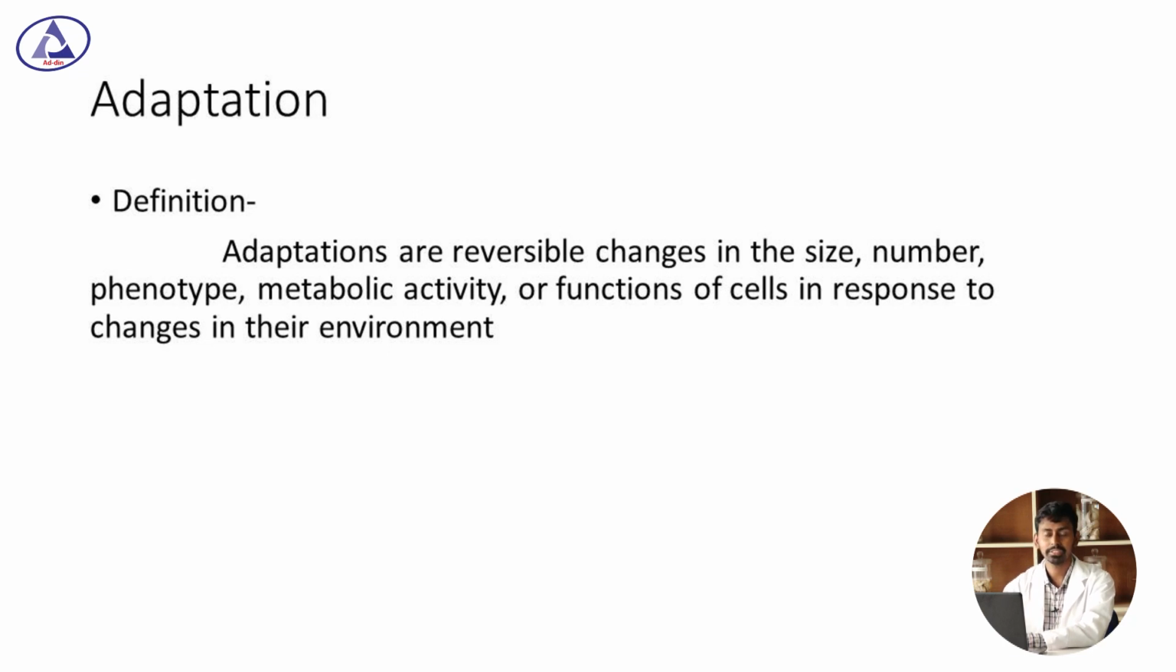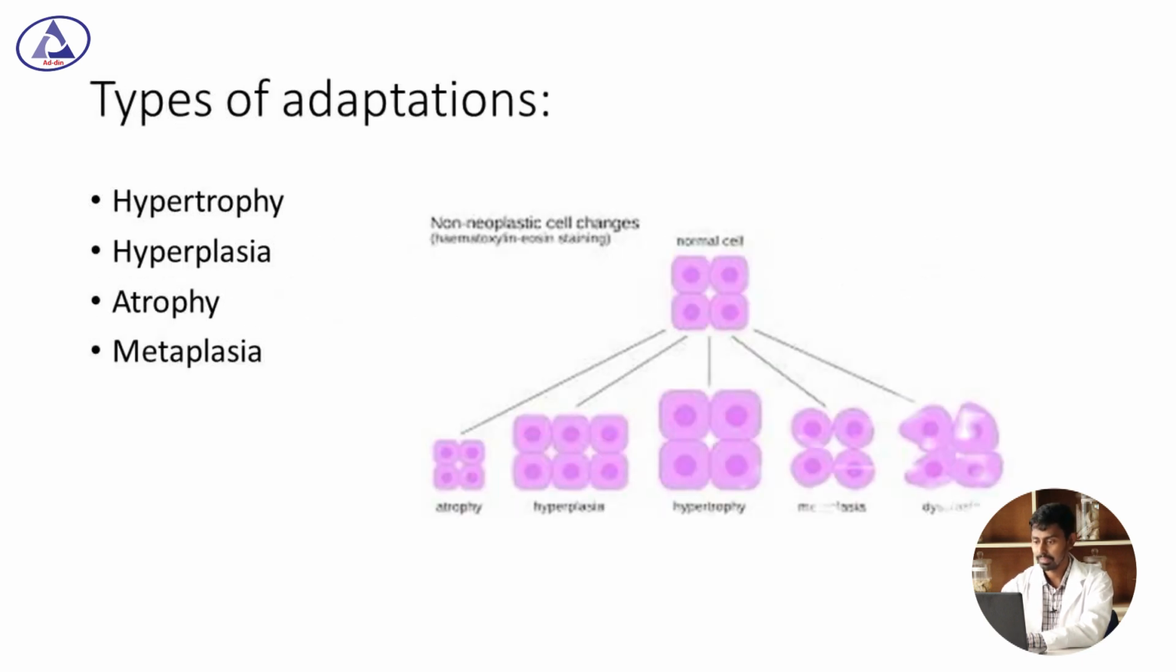And now I am going to discuss the definition of cellular adaptation. It is the most frequently asked question in Viva exam. Adaptations are reversible changes in the size, number, phenotype, metabolic activity or functions of cells in response to changes in their environments. Types of cellular adaptations: it has four types: hypertrophy, hyperplasia, atrophy and metaplasia.